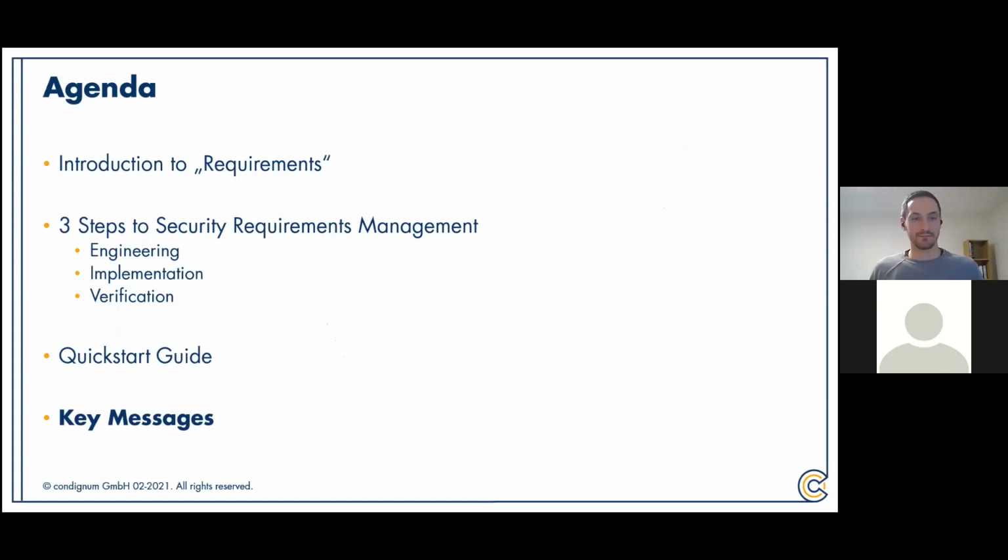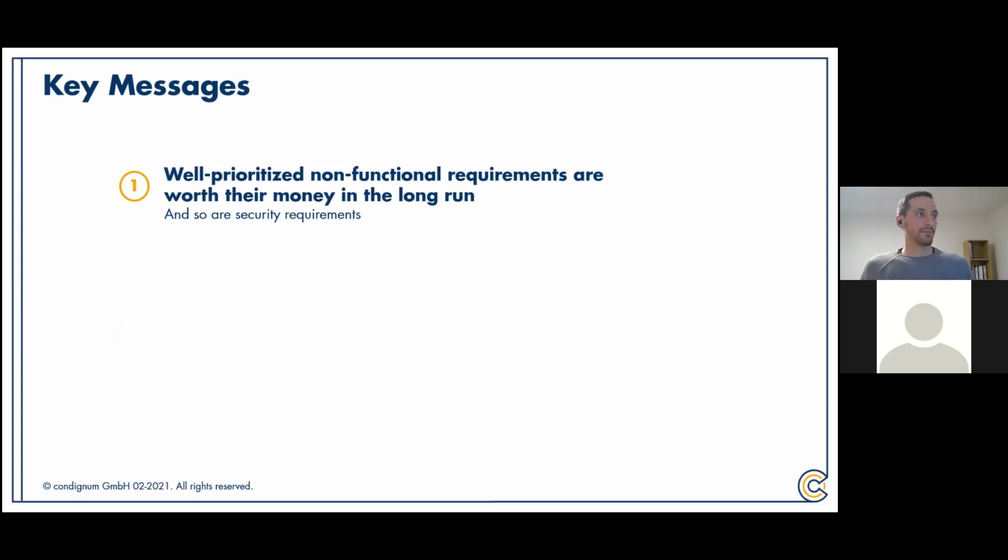That leaves me with my 3 key messages for this short talk. Number 1, prioritized non-functional requirements are really worth their money in the long run, especially for security requirements, because someday a bad hacker will try his luck and nobody wants him to be successful. So better take care of it early, where it's still cheap to do it, and not later on during production when it's really hard to change things.